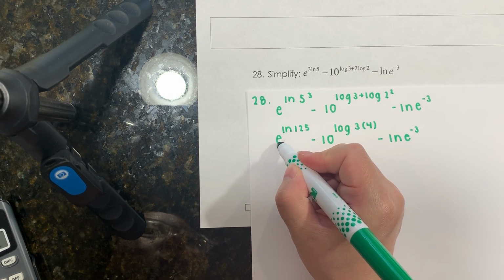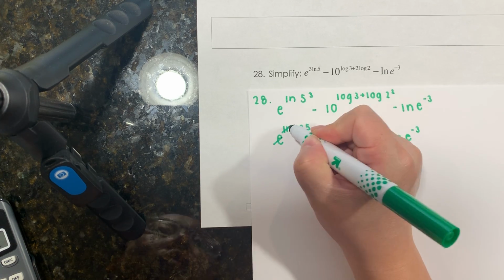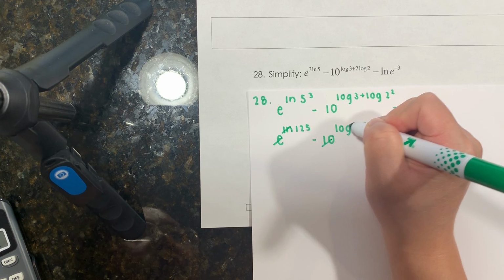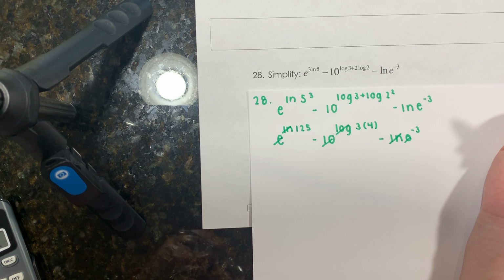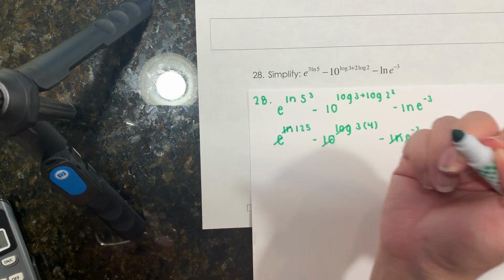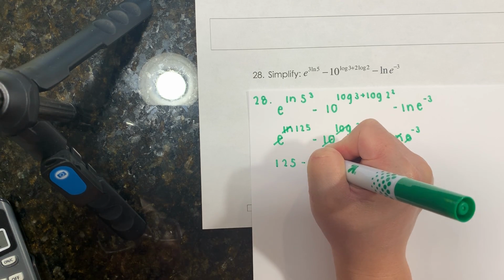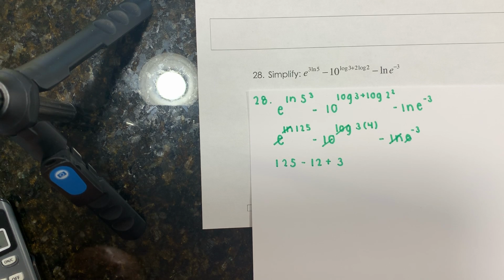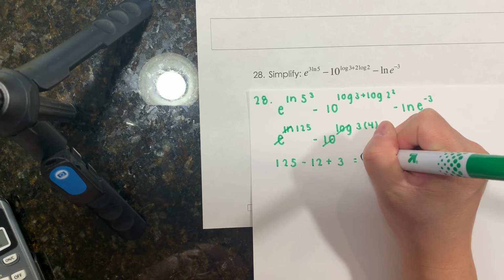Now, because the base of my log and the base of the exponent are the same, they cancel, because ln is a log with a base of e. My log with no base is a base of 10, and then again, ln is a log with a base of e, so those cancel. So really, I'm left with 125 minus 12 plus 3. So 125 minus 12 plus 3 gives us a result of 116.